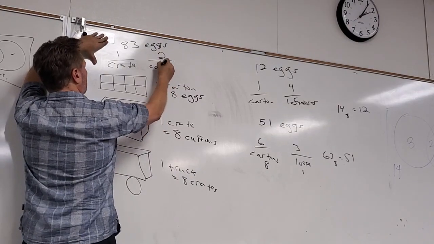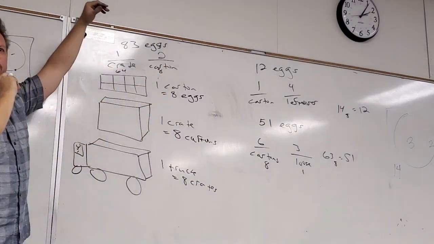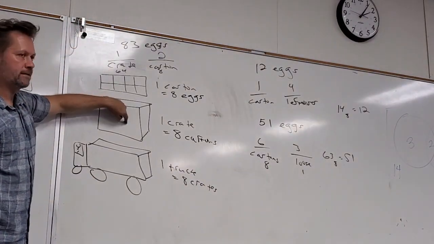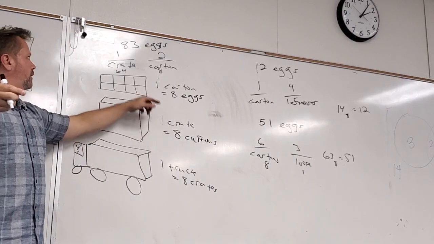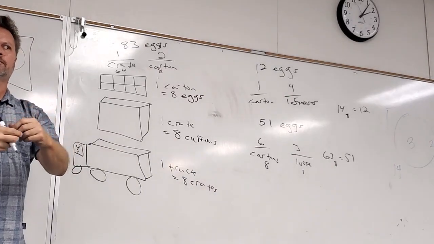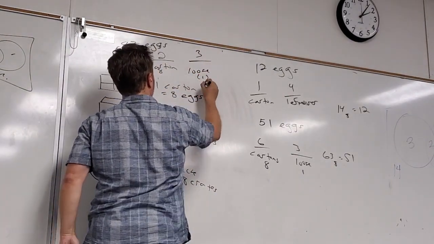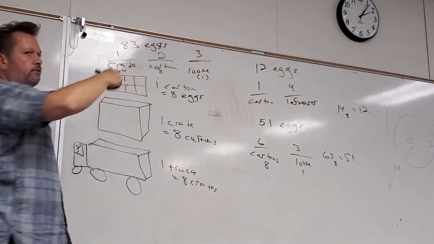2. So this is 64, this is 8, right? So if I fill up 1 crate, that's 64 eggs. So I have 19 left to do something with. Then I can fill up 2 cartons, that's 16. How many eggs do I have left that are loose? 3. So 1, 2, 3 base 8 is the same thing as the number 83 base 10.